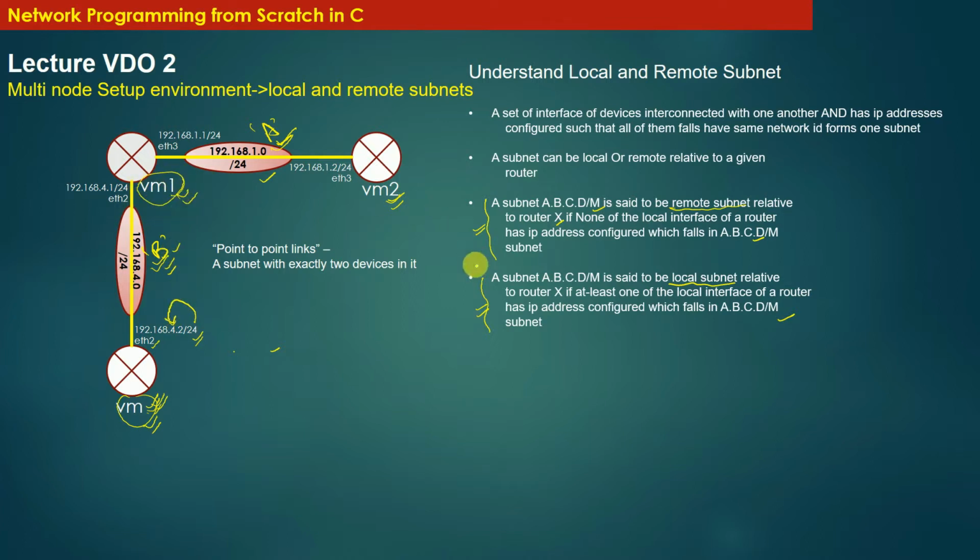Why? Just apply the definition and you will get your answer. Both subnets A and B are local subnets to router VM1. So it is very important that you understand how to identify a given subnet as local subnet or remote subnet with respect to a given router or given machine. This will lay the foundation of your understanding of your L2 and L3 concepts.